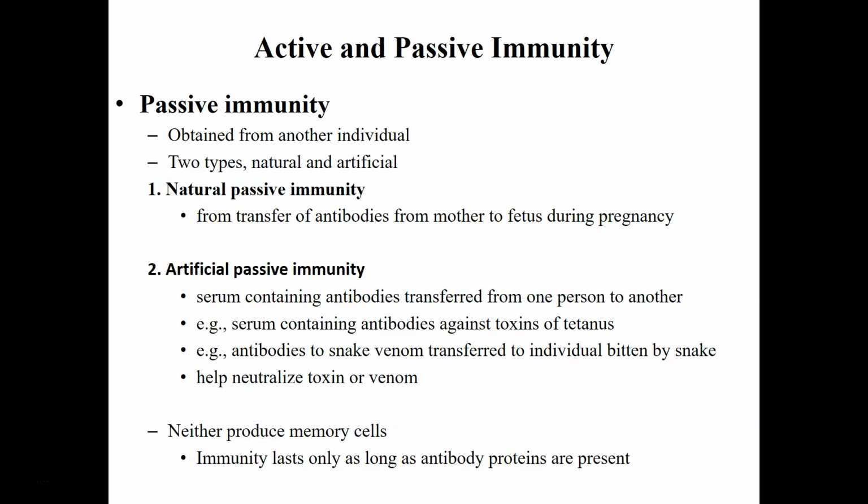Okay, for passive immunity, one of the key differences, you're not directly exposed to the pathogen or the antigen, and so you do not develop your own memory cells. And so you don't develop memory to that particular pathogen. The other difference is the immunity that you have is only temporary. It'll last only as long as the antibodies will last in your circulation.